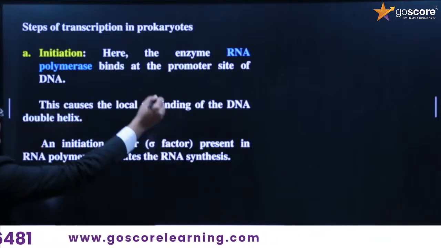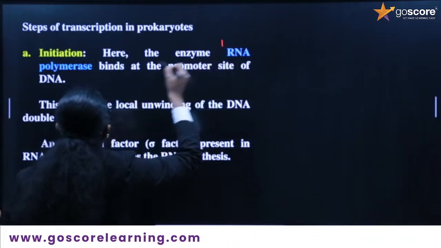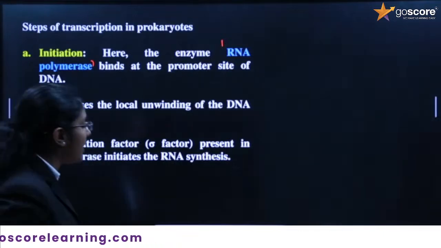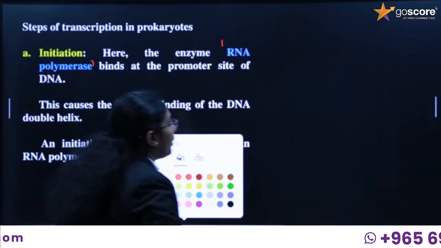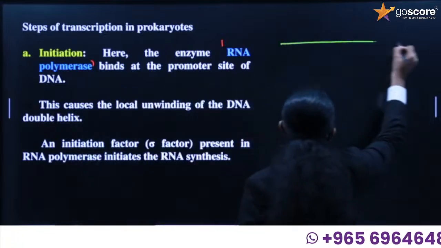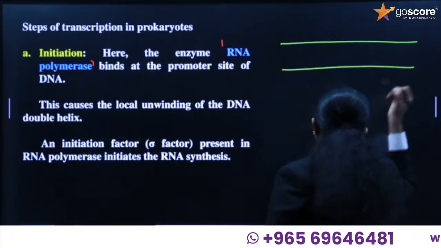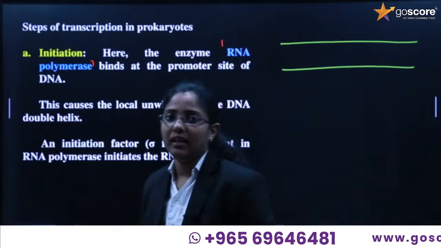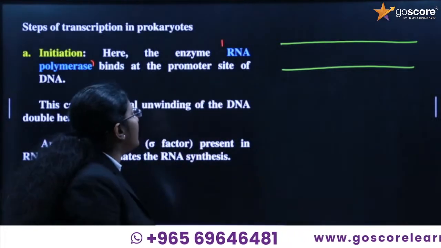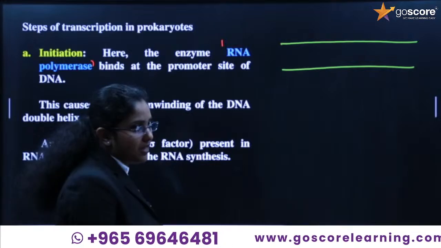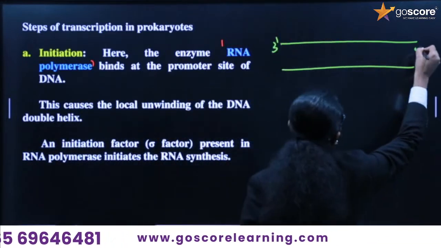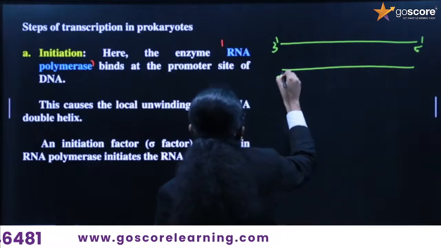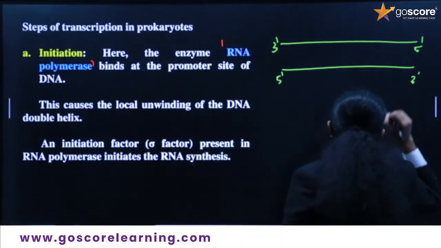Let's see in detail what initiation is. In initiation, the enzyme known as RNA polymerase binds to the promoter site with sigma factor. We can consider a DNA strand. This is a DNA strand. We have a 3 prime to 5 prime direction, and also one in the 5 prime to 3 prime direction.